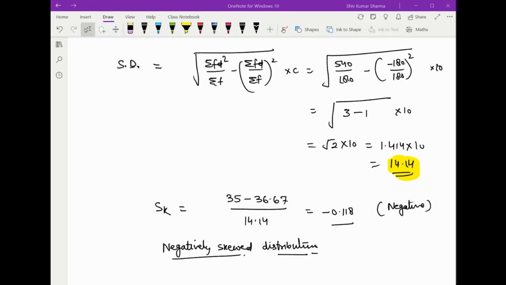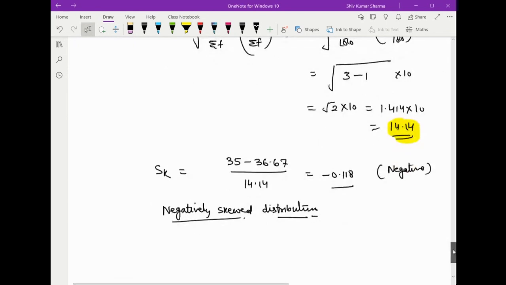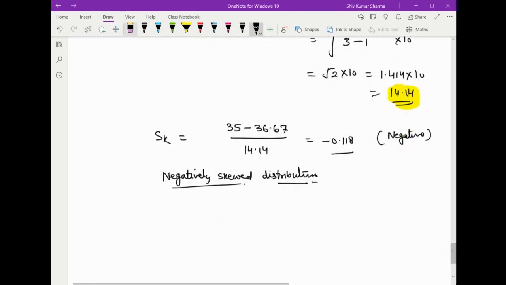So this is the first method for calculating skewness. We have to check the skewness of the distribution. Yes, very good. Now, the second method, which is Bowley's coefficient of skewness.